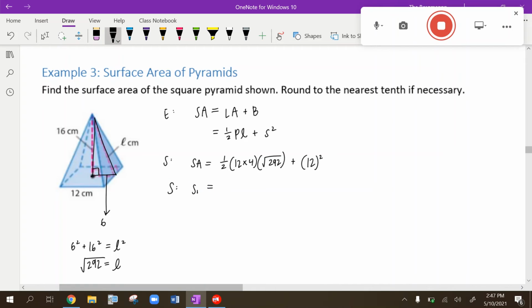Now to solve it for the surface area, if we wanted to get an exact answer first, I could multiply 12 times 4 times 1/2 first. That gives me 24 square root of 292 plus 144. Now, if I want approximate area, I can plug it into my calculator, and the answer should be 554.11. My answer with units is that the surface area is equal to 554.1 centimeters squared.